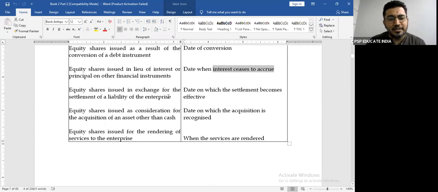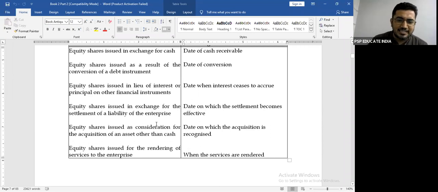Equity shares issued in exchange for settlement of liability of the enterprise. So you will take the date on which the settlement becomes effective. Equity shares issued as consideration for acquisition of another asset other than cash. मतलब आपने शेयर्स दिए सामने असेट ले लिया, so date on which the acquisition is recognized. And finally equity shares issued for rendering of service, आपने shares issue की और सामने वाले की service ली, so the date when the services are rendered, right?